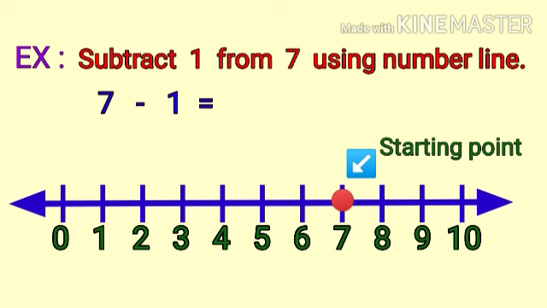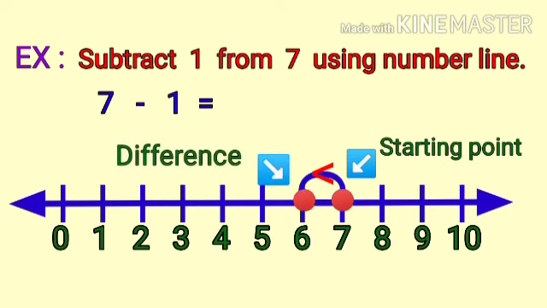That is from 7 to 6. Understood? So 6 is the result of this subtraction. We should mark 6 as difference because the result of subtraction is called difference. Now 7 minus 1 is equal to 6. Is it clear, children? I hope you understood this topic.